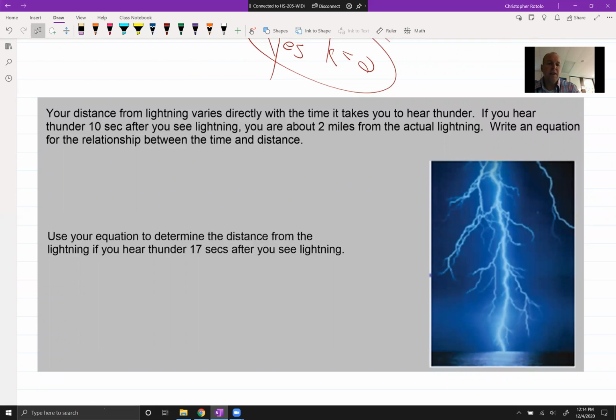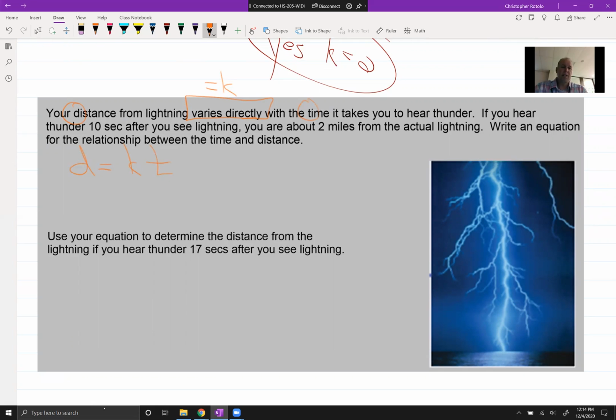It's all right. What we're looking for: your distance from lightning varies directly with the time it takes you to hear the thunder. If you draw a box around it, that's the good stuff. So your distance equals k, because this is where equals k will go. Wherever you find varies directly, after that is going to be time. So time seems like a good thing to put here.